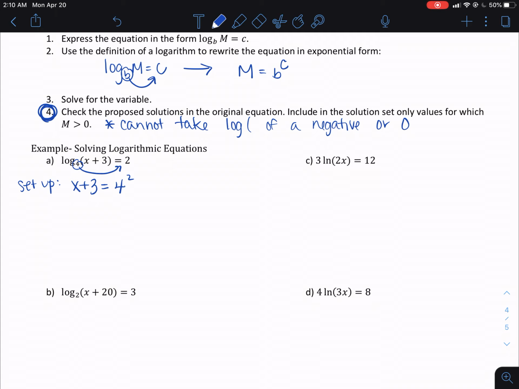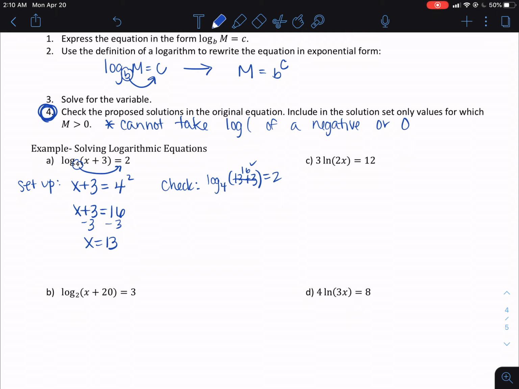Now to solve that, simplify. So x plus 3 equals 4 squared, which is 16. Subtract the 3. X equals 13. Okay, so check. The key thing we want to check is the inside of our log. So we have log base 4 of 13 plus 3, and 13 plus 3 is 16, which is positive, so we're good.